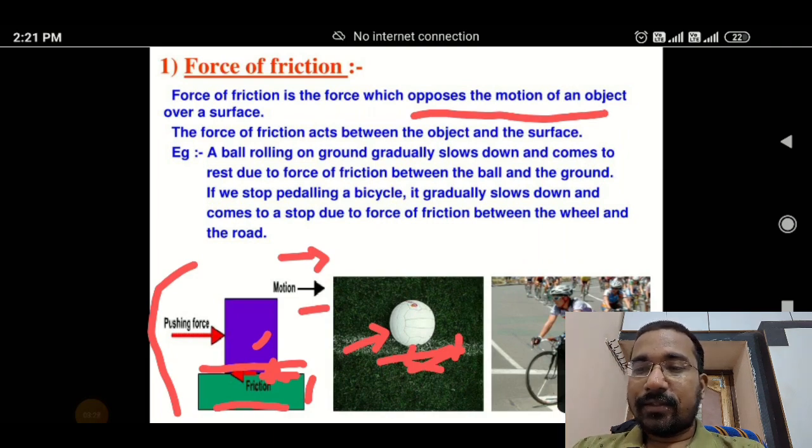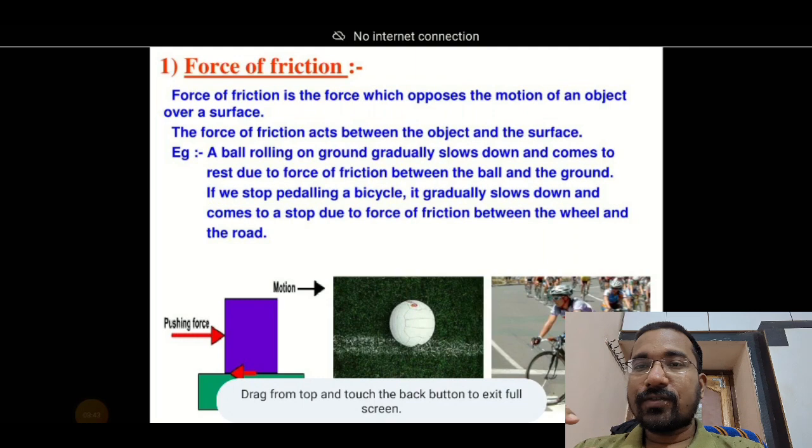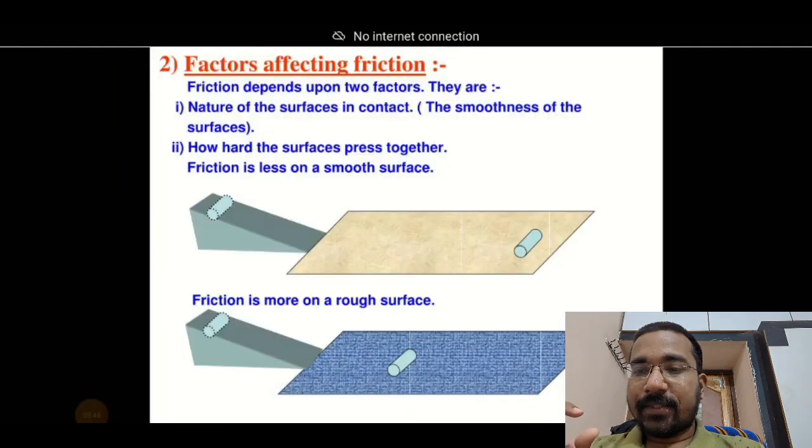Like a cycle, when you stop pedaling, it will stop. Why? Because of the road. At the surface contact between the road and the wheel, there is a friction which opposes the motion. Okay.